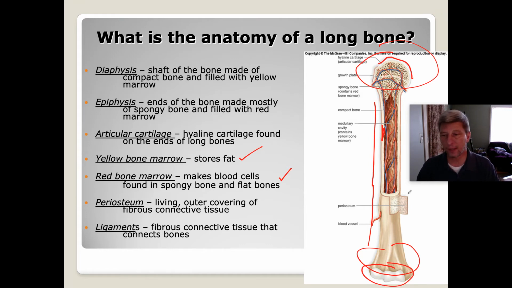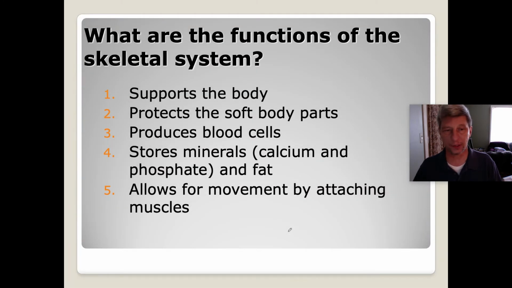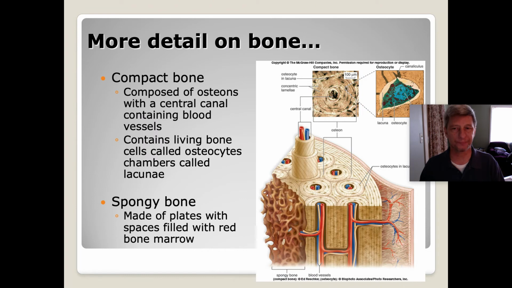Finally, you've got the periosteum, which is kind of like the skin of the bone, a living outer tissue that covers the bone. And last but not least, fibrous connective tissue that connects the bones is called ligaments. And we'll get to that a little bit later on. I don't know why that went backwards.